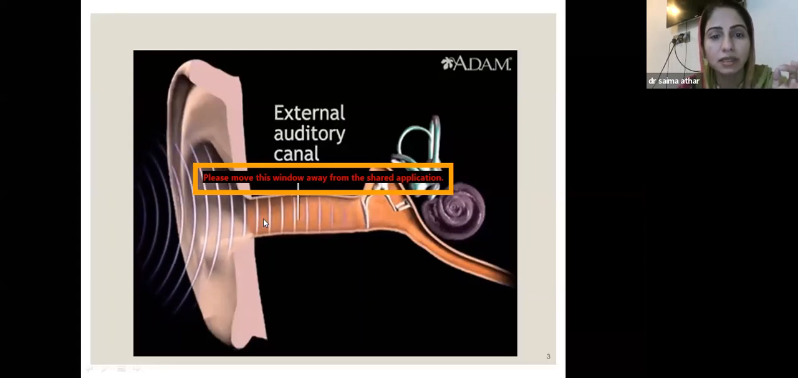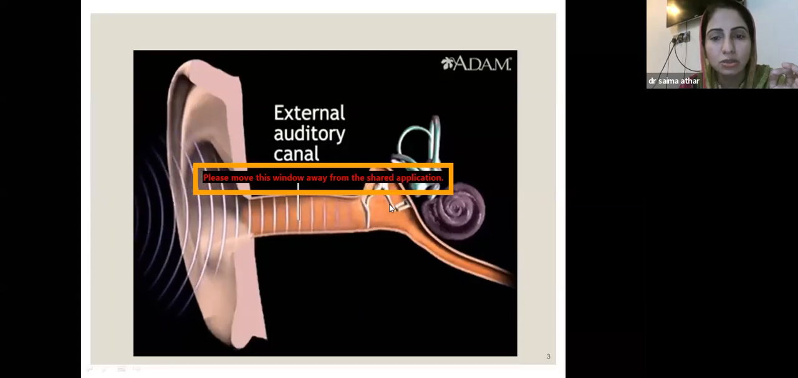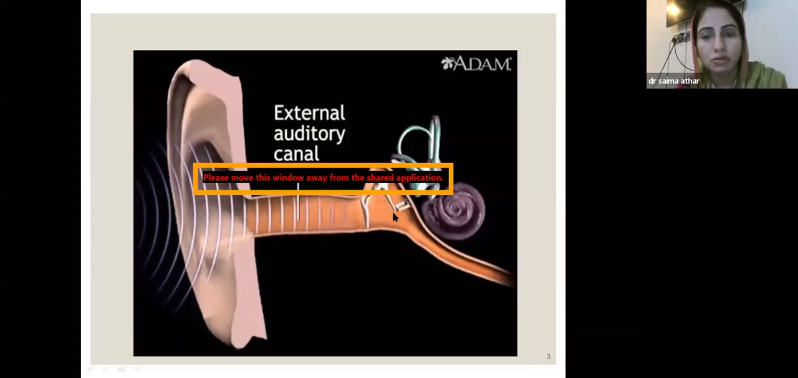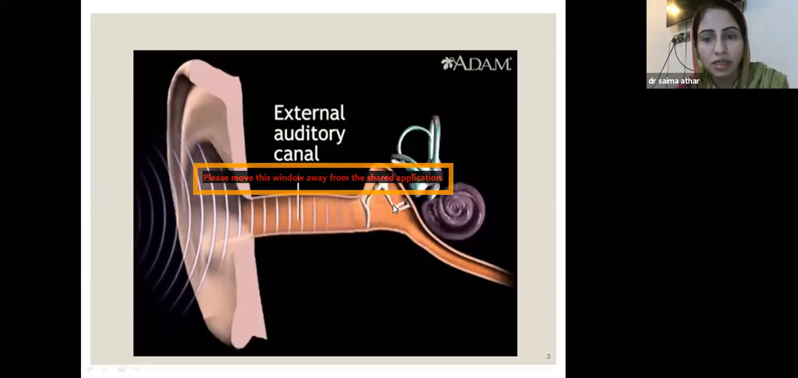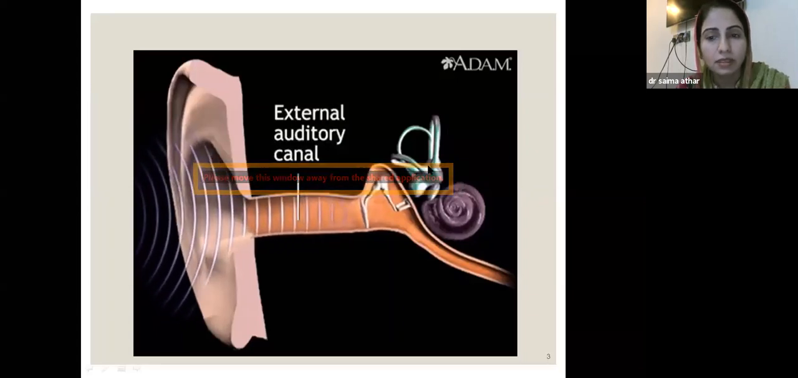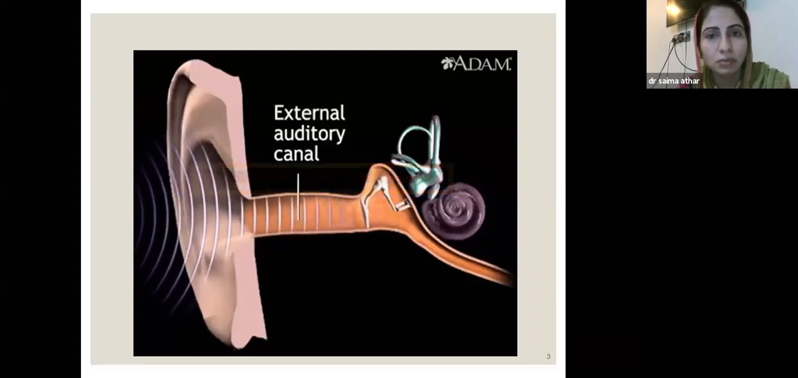Basically related with conduction of the sound waves. Then there is a middle ear cavity, which is connected to the nasopharynx through this pharyngeal tube. And then we have the inner ear that is actually situated inside the petrous part of the temporal bone.